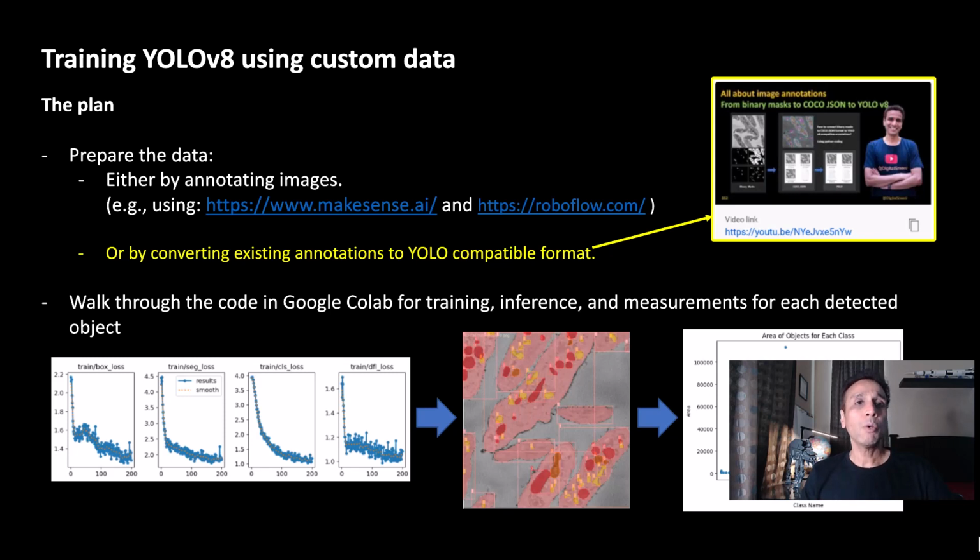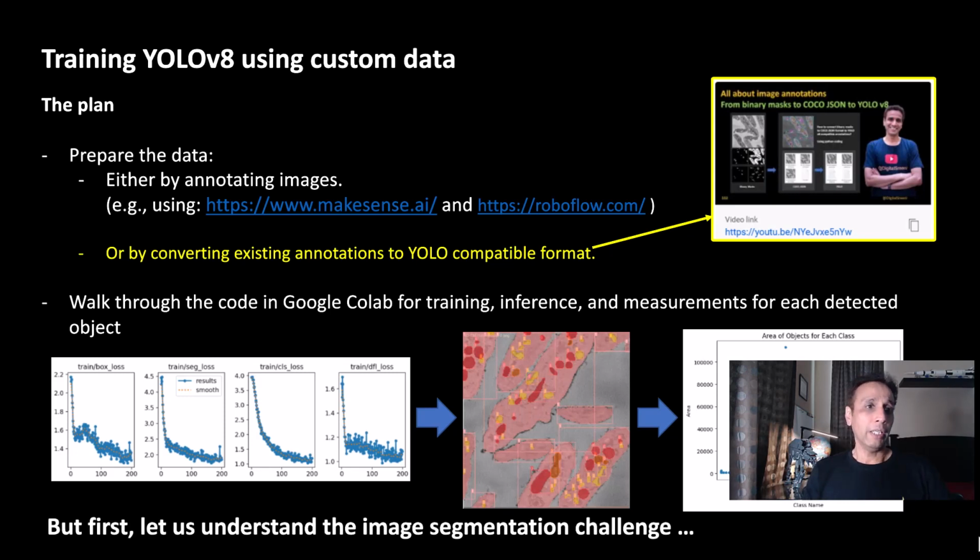Okay, so we are going to walk through where we are doing training, and then we are performing inference on new images, and then we'll extract area calculations and all that. Just very similar to what we have done with the Detectron 2 video. Okay, now first let's understand the image and the data set in this specific case.